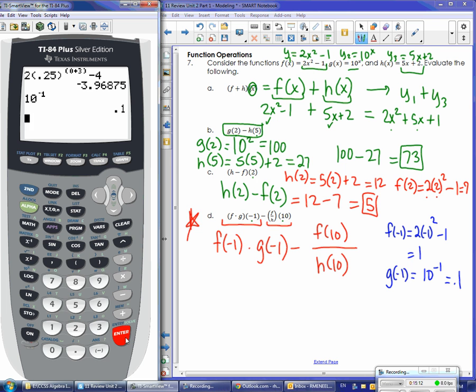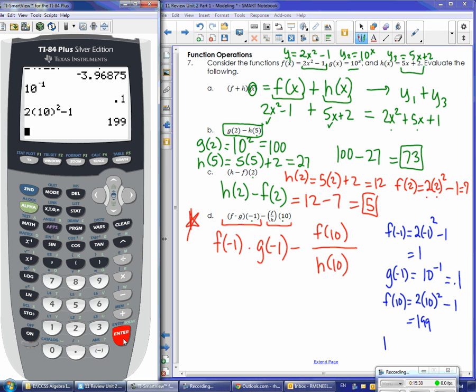I need to evaluate f of 10. So I'm going to go to my f function, and I'm going to do 2 times 10 squared minus 1. I'll show you. You can just do this on the calculator. 2 times 10 to the second power. Make sure you pull your cursor out of the exponent, minus 1. And that gives us 199.